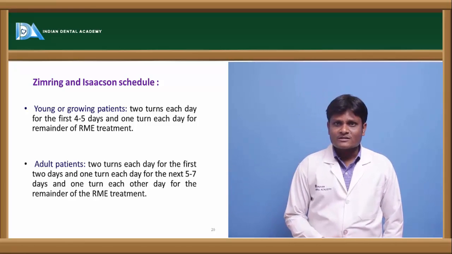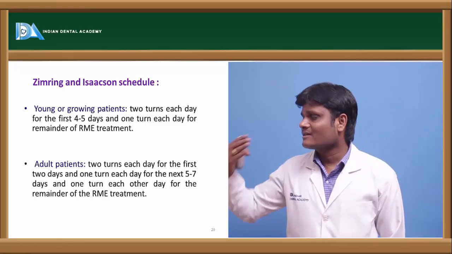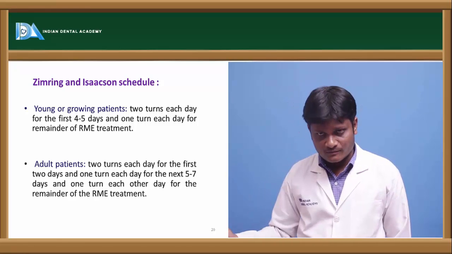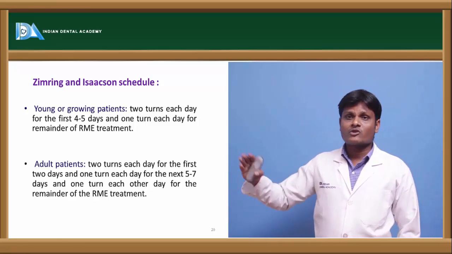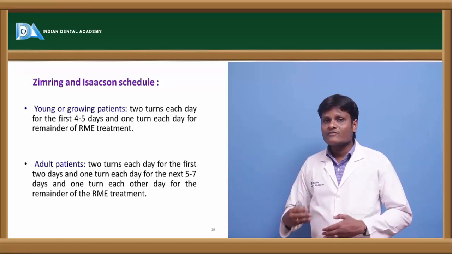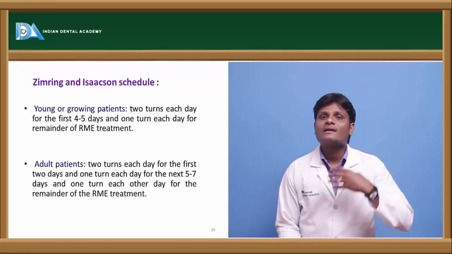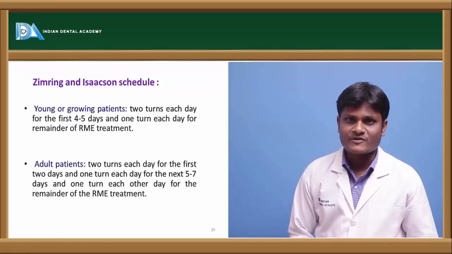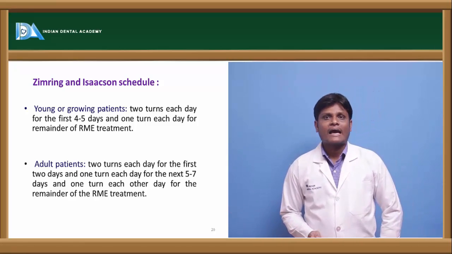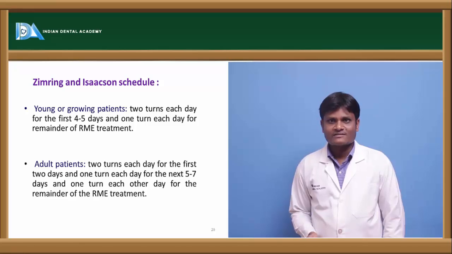Whereas in adult patients, we have to go for 2 turns each day for the first 2 days and 1 turn each day for the next 5 to 7 days, and thereafter 1 turn per alternate day is given in an adult patient. This is the Zimring and Isaacson protocol of rapid maxillary expansion.